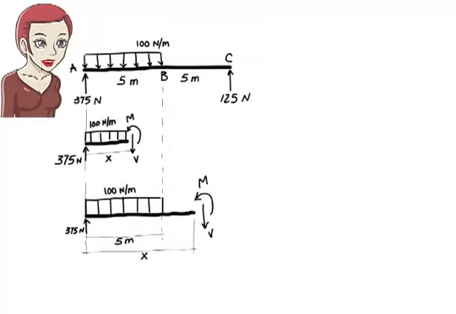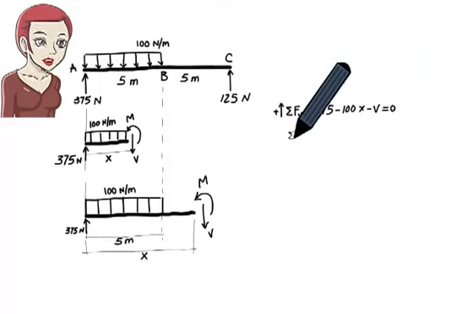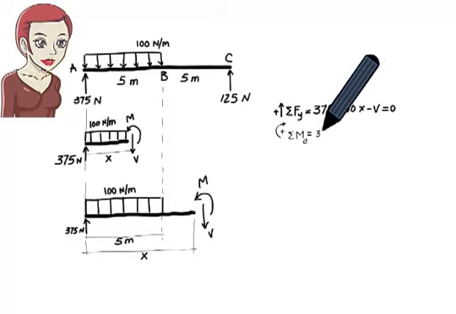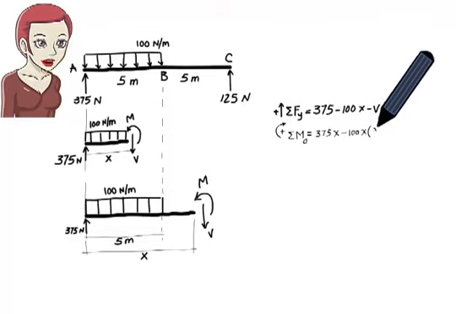Step 4. Write the equilibrium equations for each free body diagram and solve them for the unknowns. For the first free body diagram we have sum of the forces in the y direction equals 375 minus 100x minus V equals 0. Sum of the moments about the cut point equals 375 times x minus 100 times x over 2 minus M equals 0.